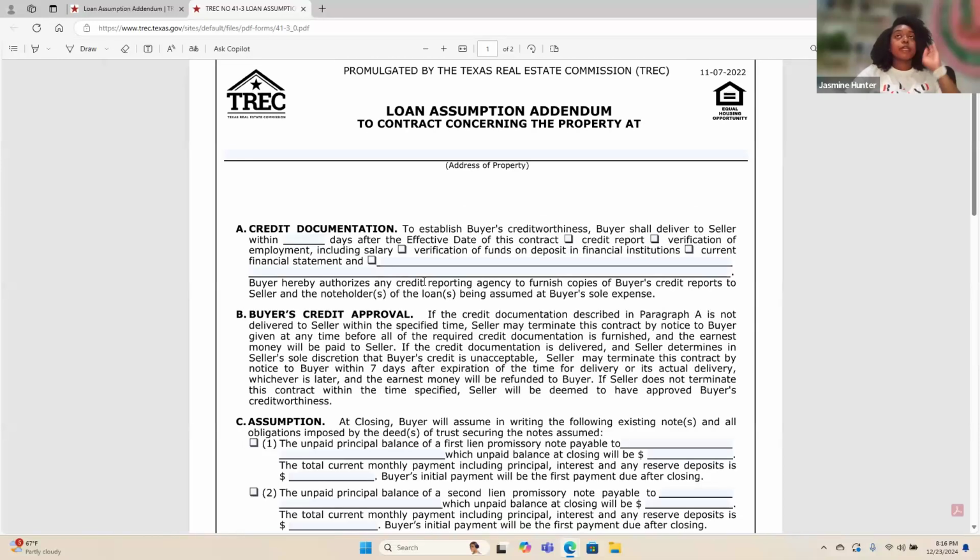So on paragraph 3 in your 1 to 4 family contract, you only have 4 options as far as how someone is going to buy a house. Either it's going to be a loan assumption, a seller financing, third party financing, or it's cash.